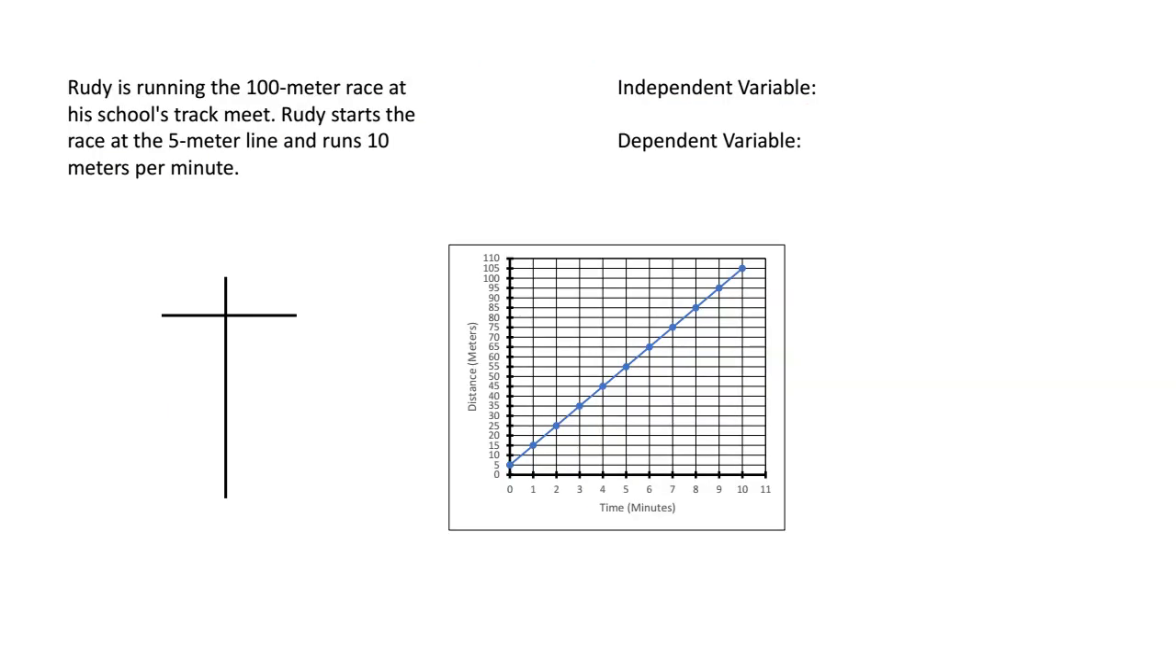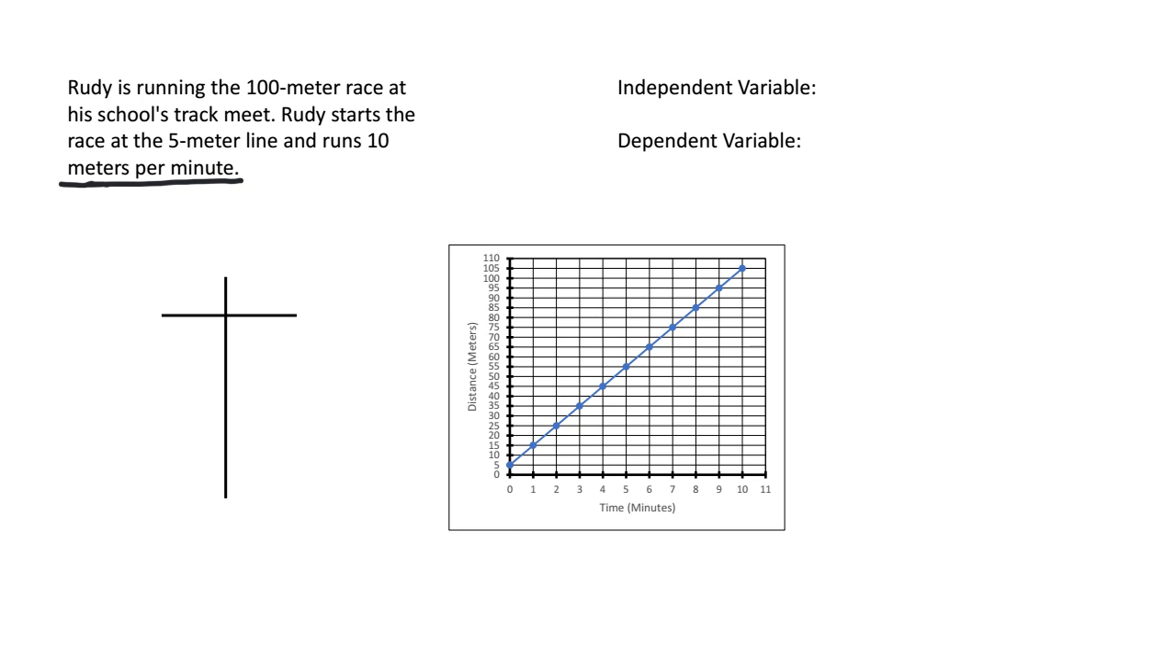So now let's start with example 2. So this one says, Rudy is running the 100-meter race at his school's track meet. Rudy starts the race at the 5-meter line and runs 10 meters per minute. So again, our first step is to identify the 2 variables we're comparing, the independent and the dependent variable. So I know I'm going to be comparing the meters per minute in Rudy's race.